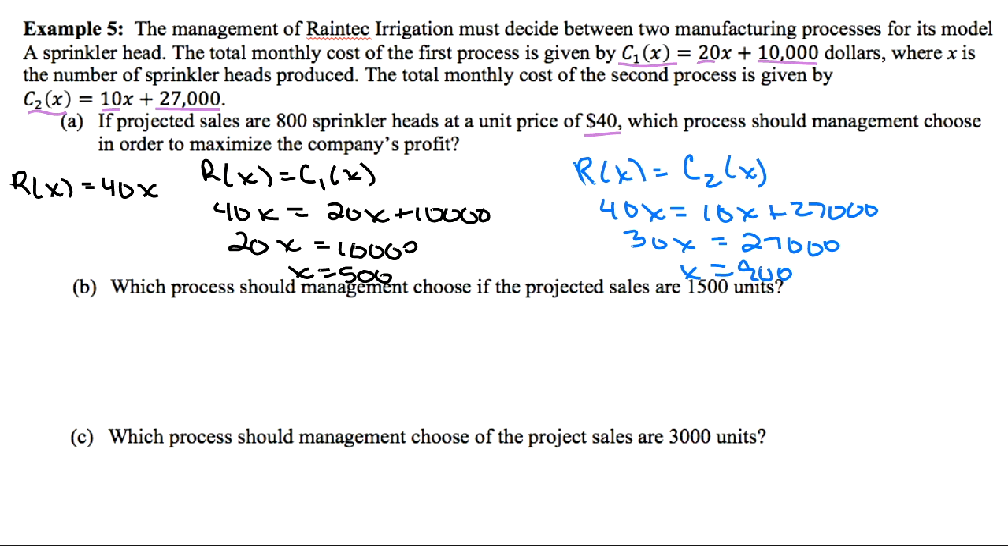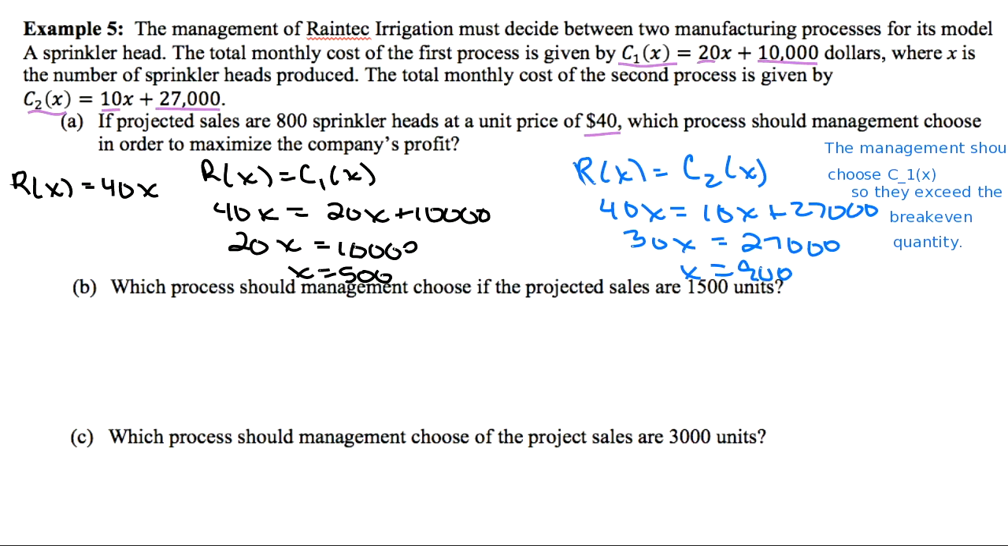So it looks like in this instance that the management, I'll type this up over here in the corner, the management should choose to do this as C sub 1 of x, so they exceed the break-even quantity. Break-even quantity is 500 with C sub 1, and we have sales predicted to be 800. You could also, guys, for this one, find the profit function for each of them and then plug in 800 and see which one gives you more profit. We're going to look at that a little bit here with part B.